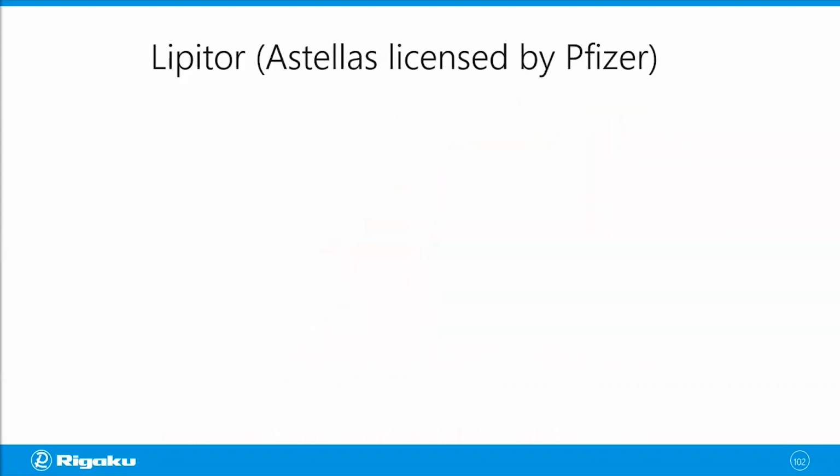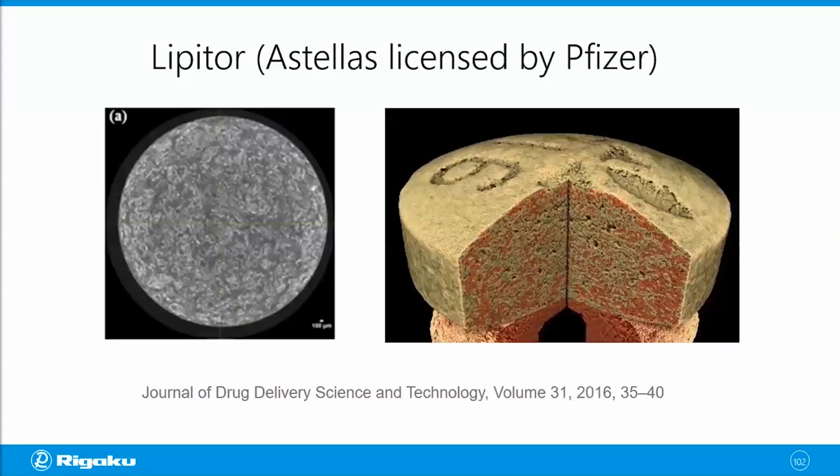First, Lipitor. So this one is a tablet made by Astellas, which is licensed by Pfizer. So this tablet looks very clean. Different phases are mixed very uniformly. You don't see any aggregates or cracks. So this is Lipitor. Now let's take a look at that generic brand.